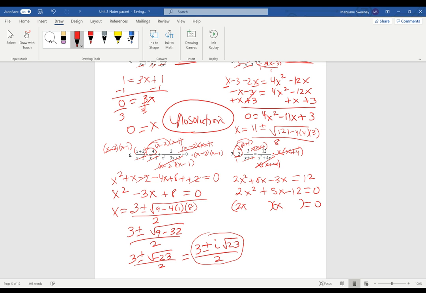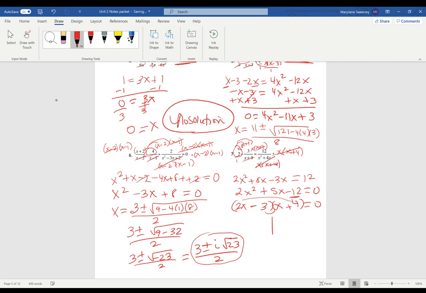2 is prime, so just 2x and x. 12. I think I want the 3 here, the 4 here. Outers then would give me 8x, inners 3x, 5. To get 5, I would need plus 8 and minus 3. So remember, you want your lasts to give you the last. So negative 3 and 4 do give you negative 12. Your outers and inners should give you the middle.